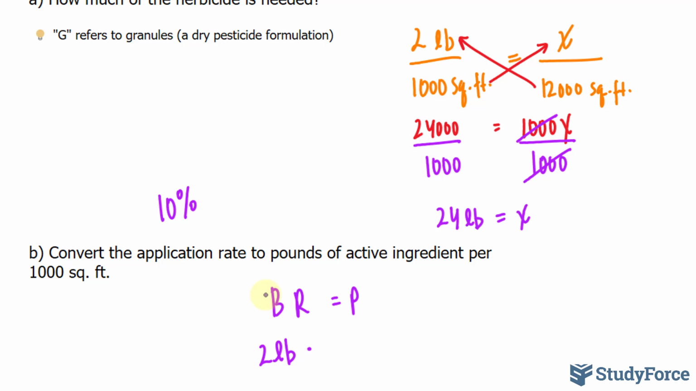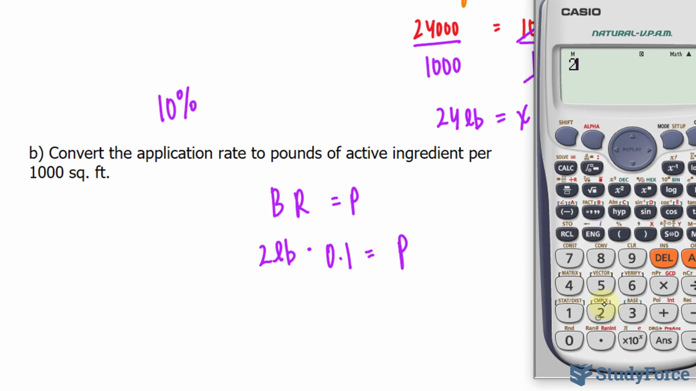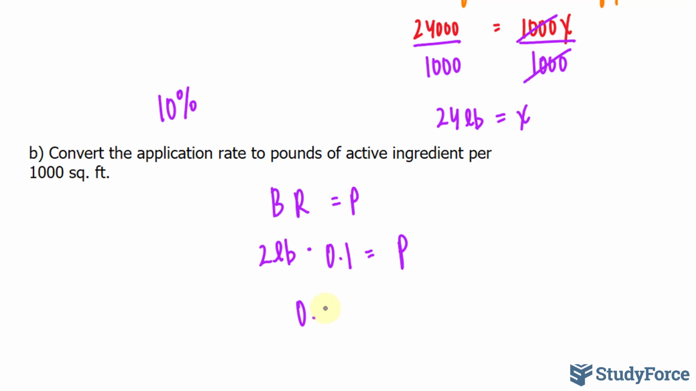So let's say we have 2 pounds of the herbicide. If we multiply it by 10%, or the equivalent in decimal being 0.1, we end up with the portion of the 2 pounds that represents active ingredient. So using our calculator, or you can do it in your head, however you like, you end up with 0.2, and it is in pounds. So for every 2 pounds of this product, 0.2 is the amount of active ingredient.